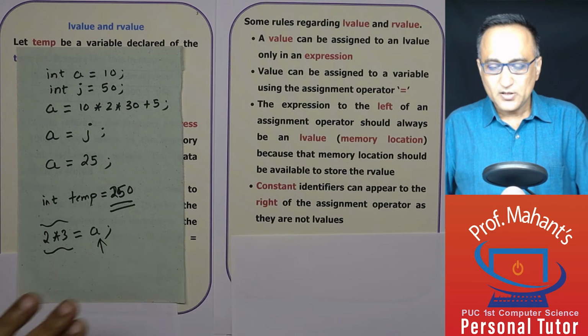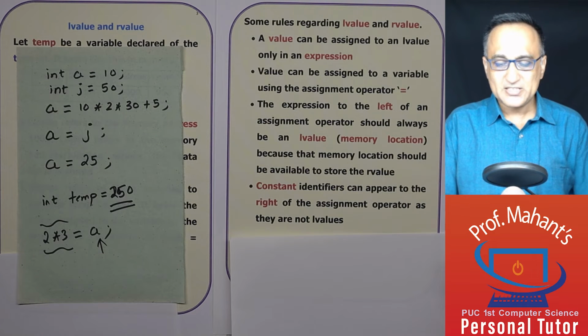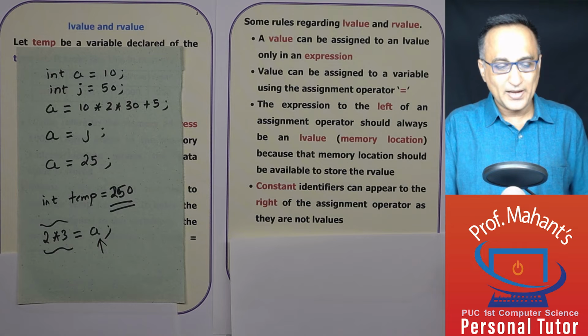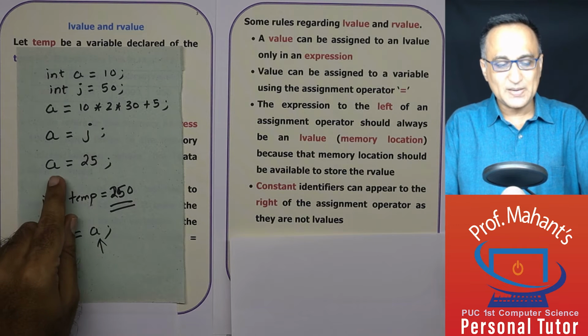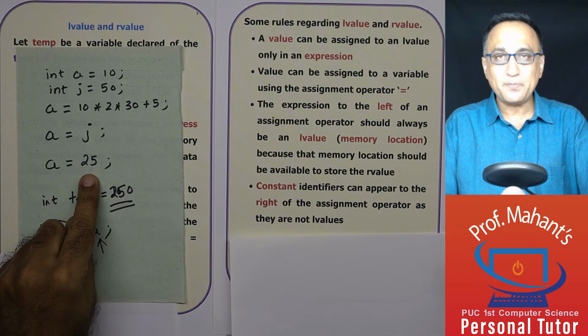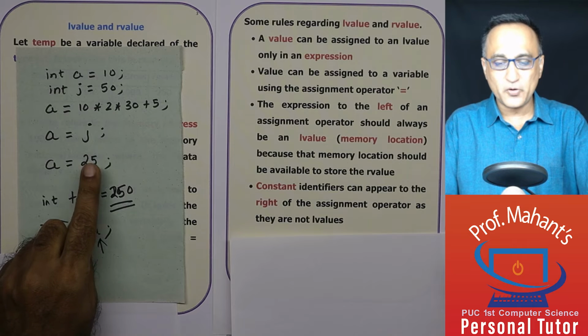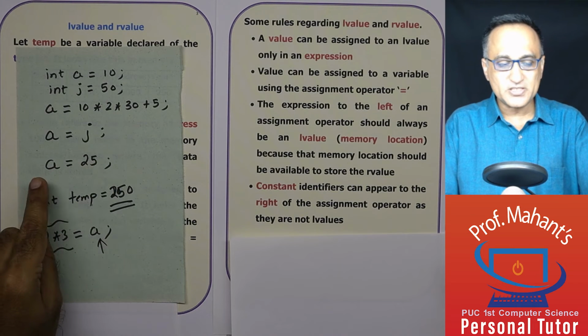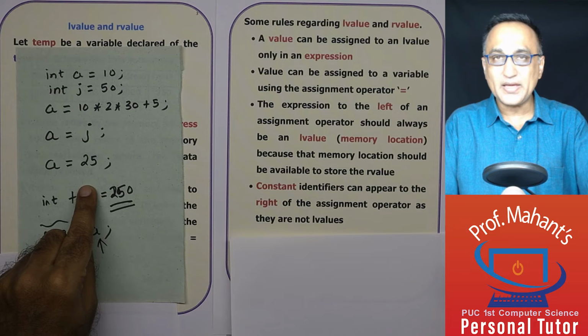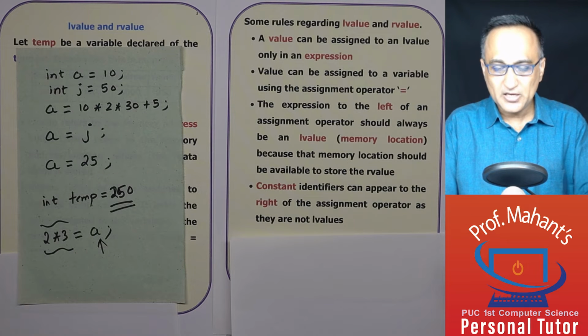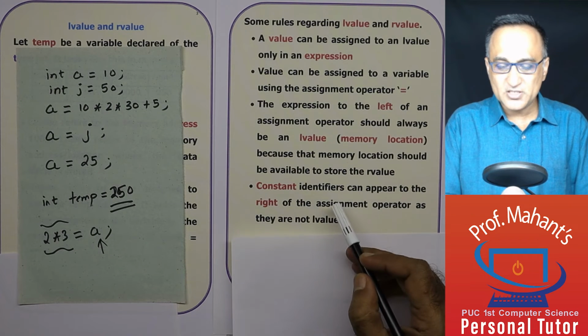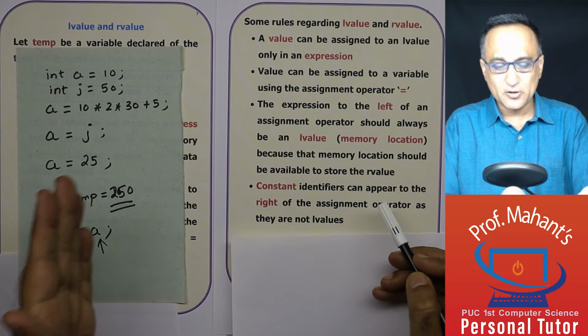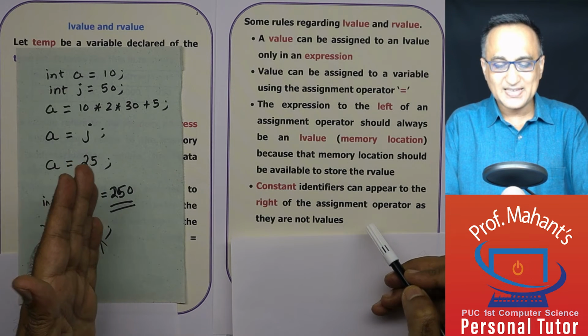Okay. Constants can appear on the right side of the assignment operator. They are not L values. Constant identifiers, for example, I can say A is assigned pi. Pi represents 3.142. But you cannot say in a program pi is equal to A, because pi is a constant memory location. So names of constants can appear on the right side, but as they are not L values, not on the left.